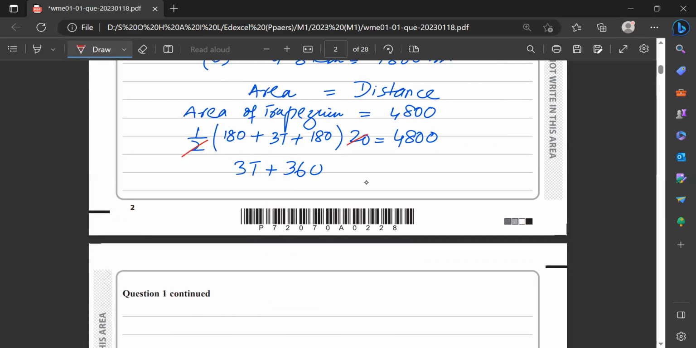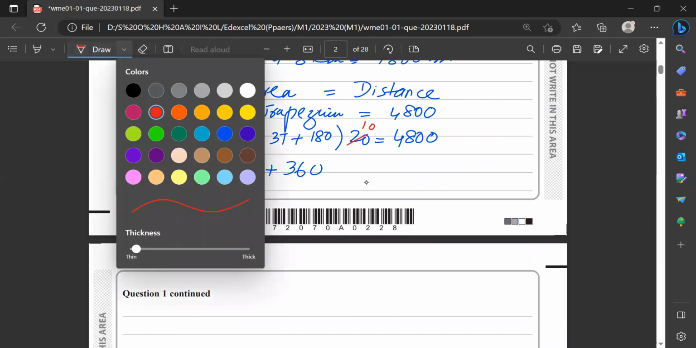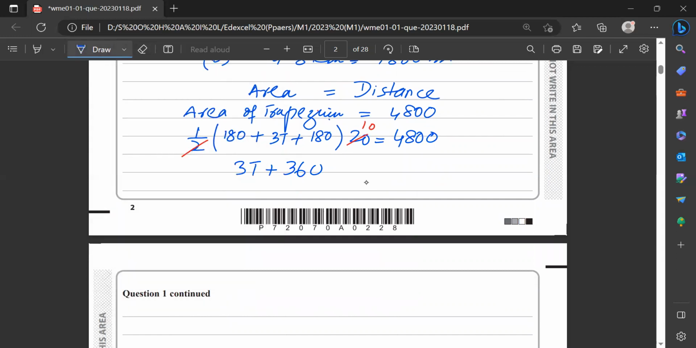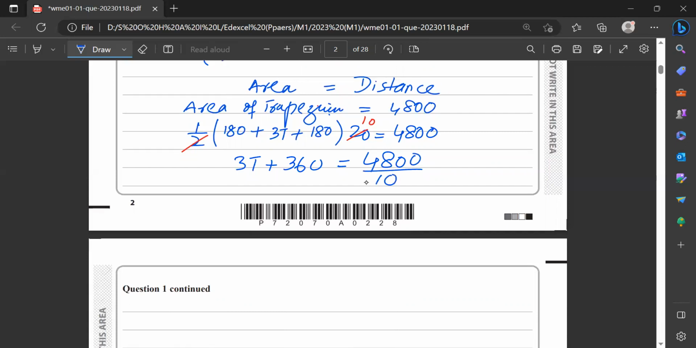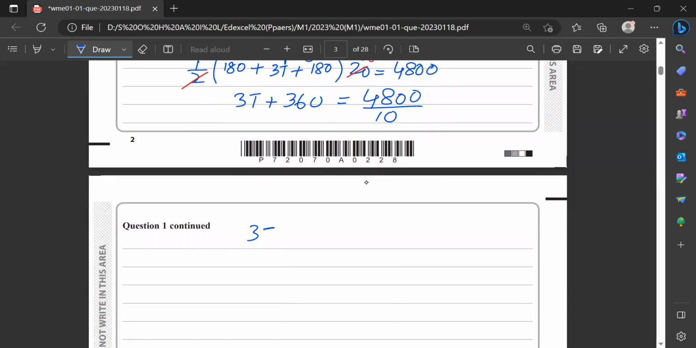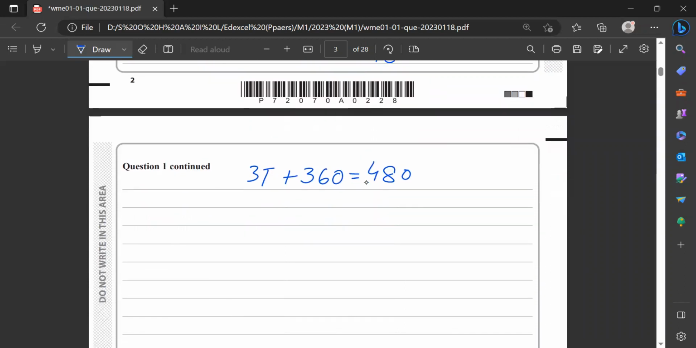How many times is 10 times? I can further divide by 10. So in simplification, you can do this in any order. On the right hand side, when we divide 4800 by 10, 3t plus 360 is equal to 480. So 480 minus 360, 3t is equal to 120.